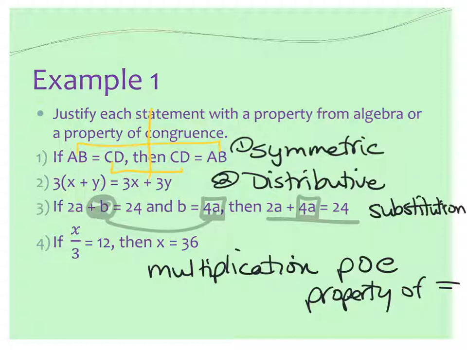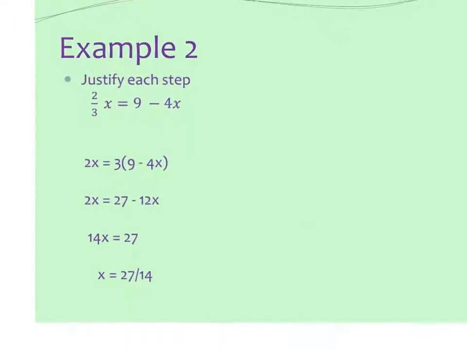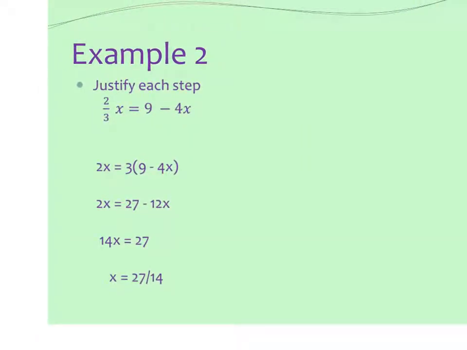The next example, they have taken an equation and they've solved it for x. What we're going to do is justify each step and give the reason as one of the properties we just learned about. So in example 2, this is a mini proof here.